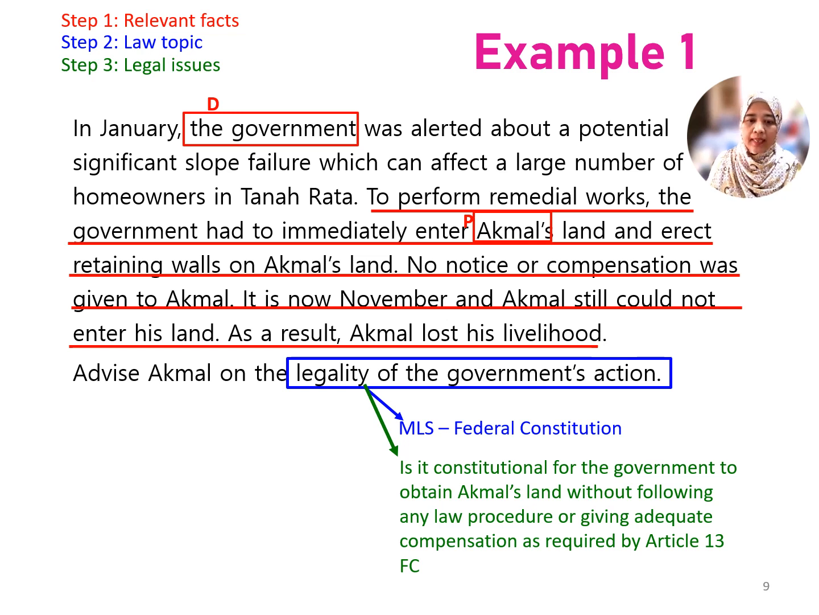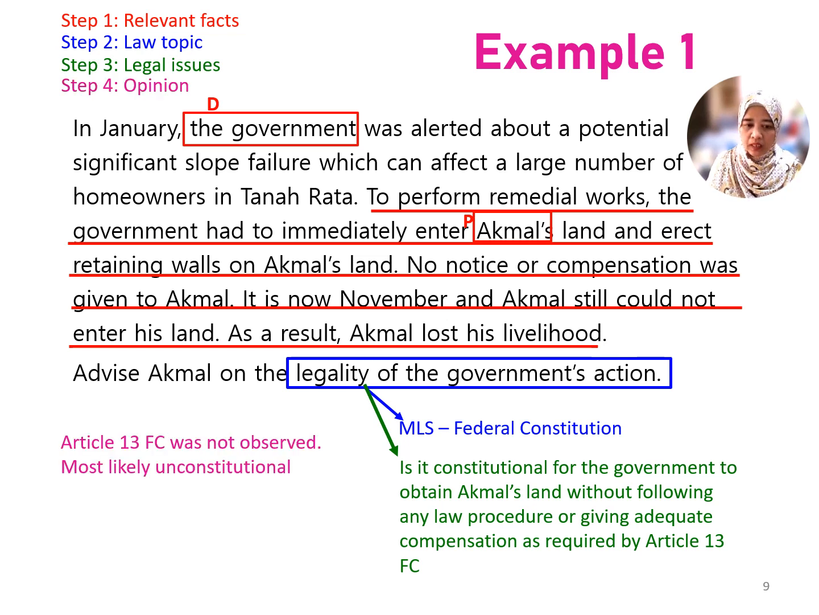So, pause. Then, finally, step four, opinion. Opinion on the case, the conclusion. It's most likely that Article 13 of the Federal Constitution was not observed, most likely unconstitutional. So, that will be your conclusion too.